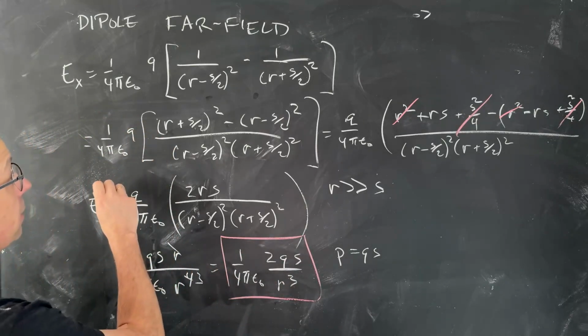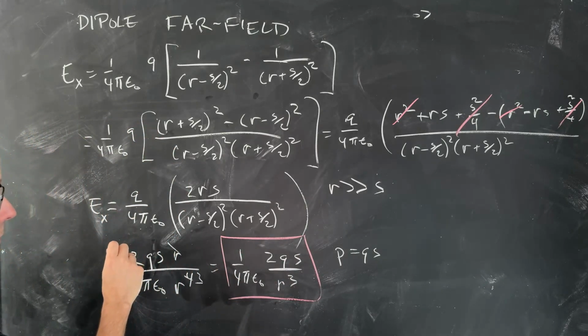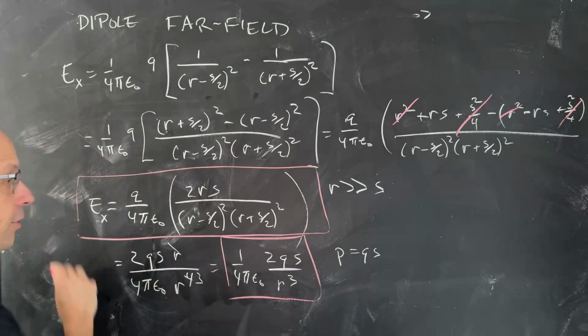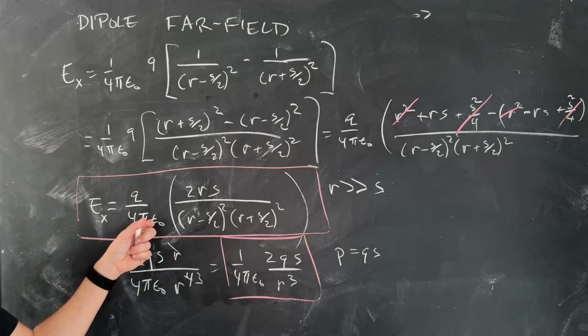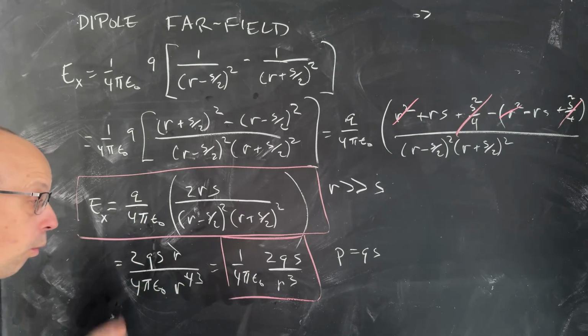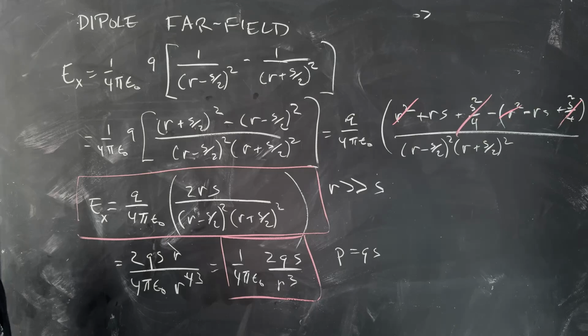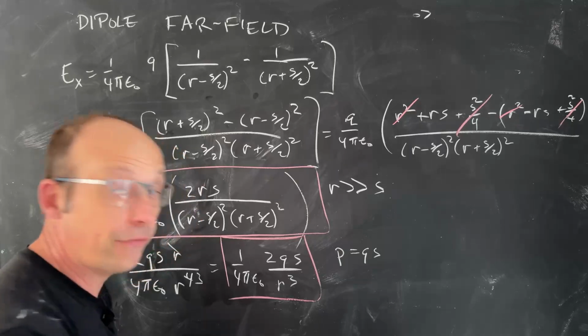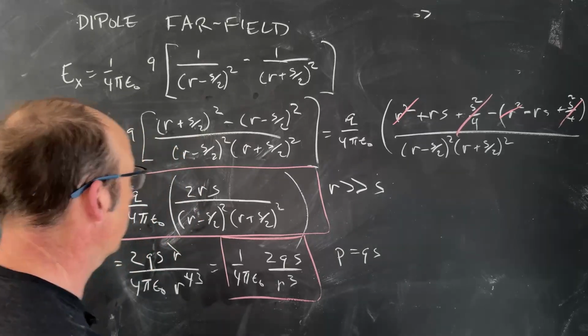And this, either one of these, let's just use this one. There was no approximation there. So that's my real answer for the electric field in the x direction, and that's my approximation. I want to now plot these and see how they converge or diverge. Diverge is the opposite of converge. Okay.